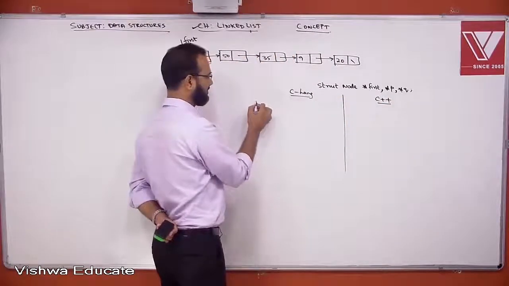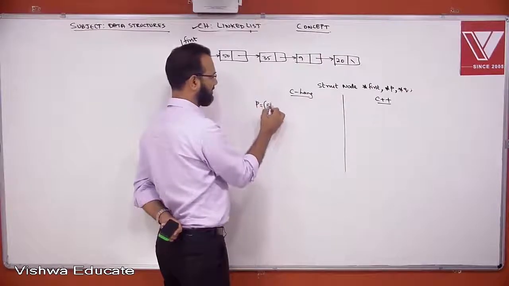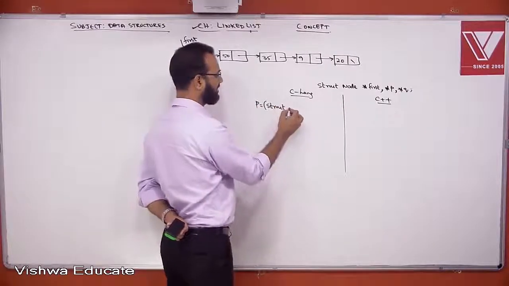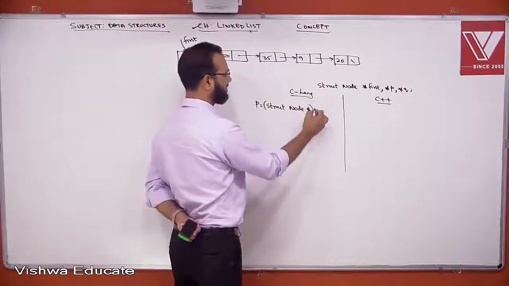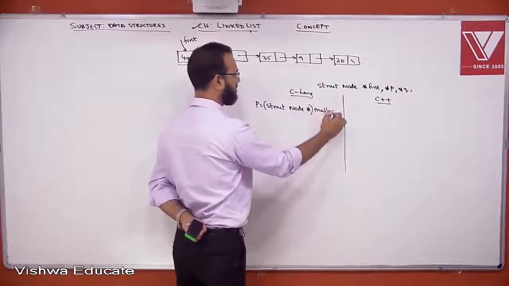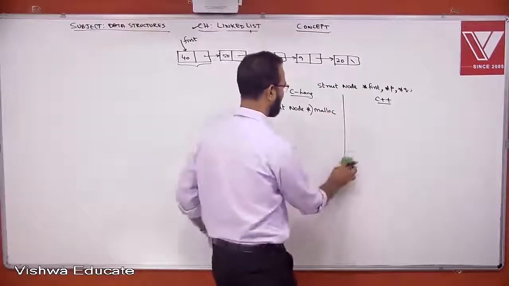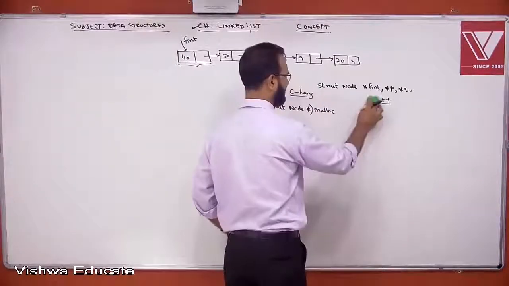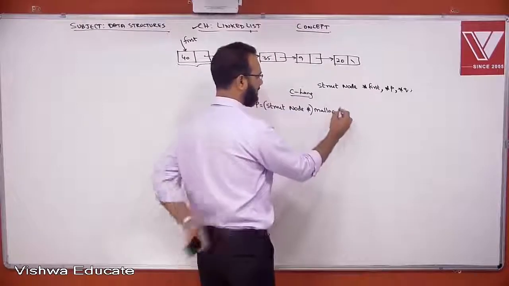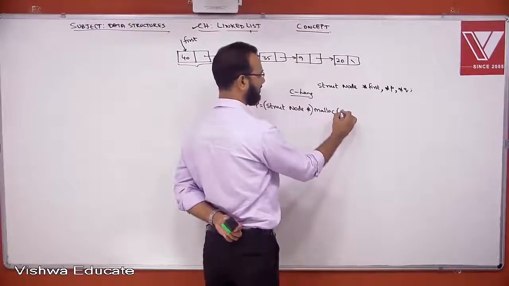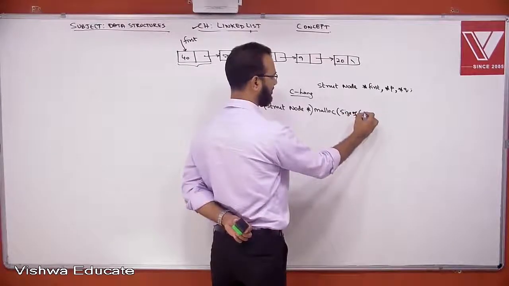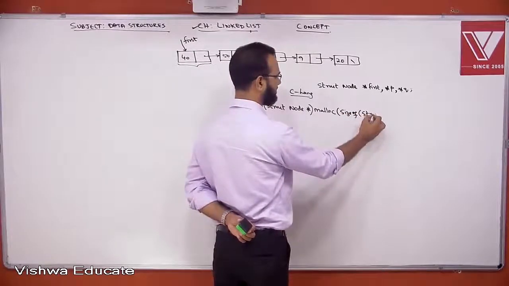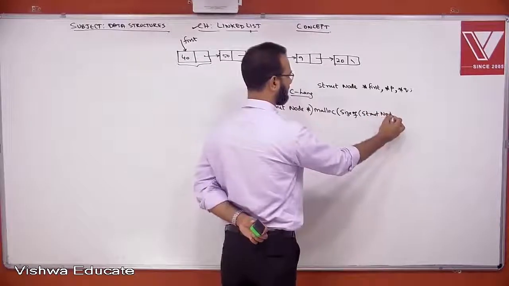P equals struct node asterisk malloc. I'll continue over here because the syntax continues. Malloc, then followed by sizeof the node. So I'll specify over here sizeof the structure node.